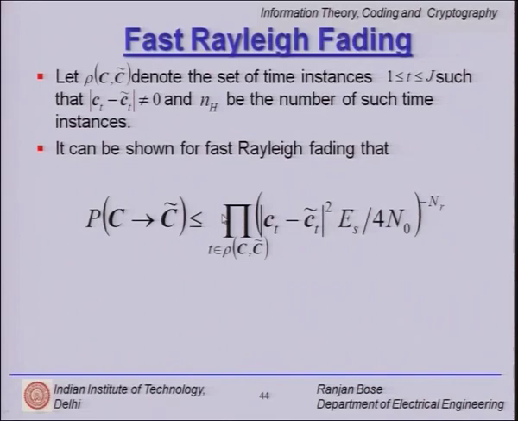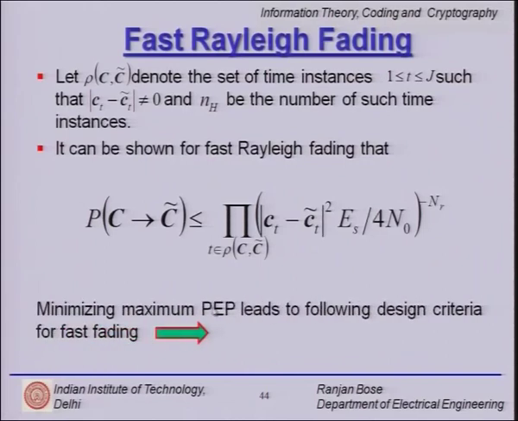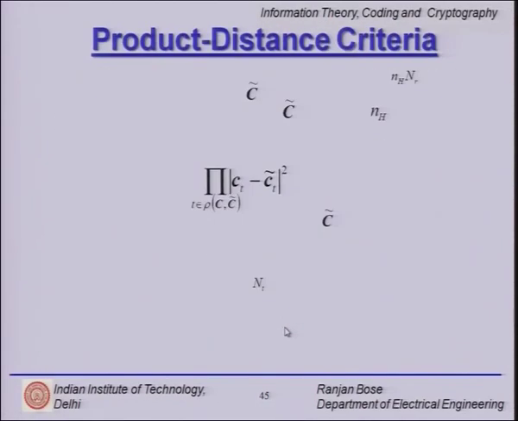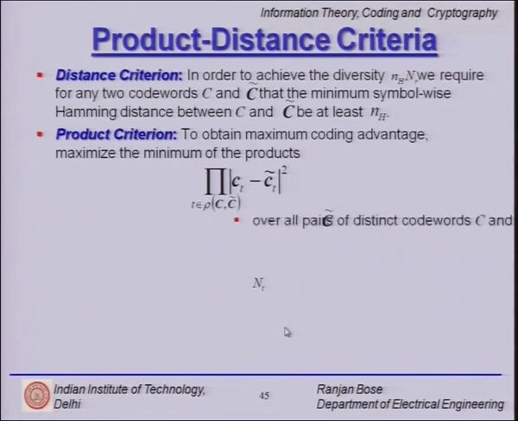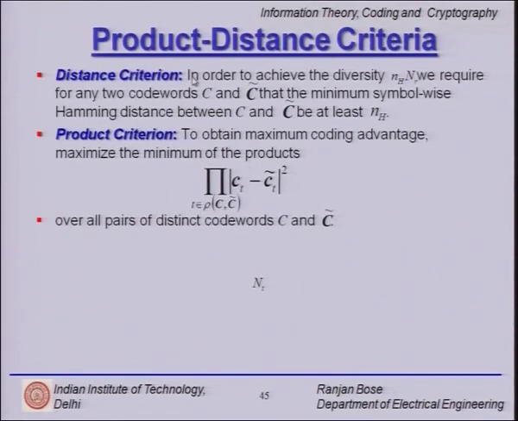That was for the slow fading channel, and if you do a similar analysis for the fast fading channel, you get a parallel set of design criteria. You can first show what the pairwise error probability is for the fast Rayleigh fading channel. The expression comes out something like this. The rank R term is missing here. Now, minimizing the PEP leads to the following design criteria for fast fading channels. First, we have the distance criteria, and then we have the product criteria. Therefore, they are called the product distance criteria for fast fading channel.